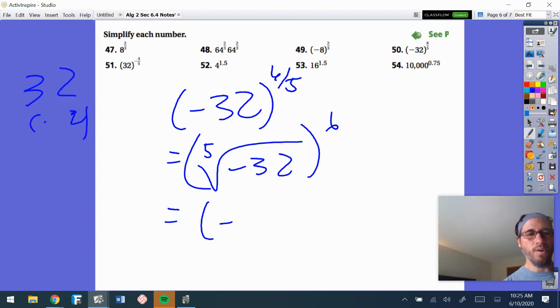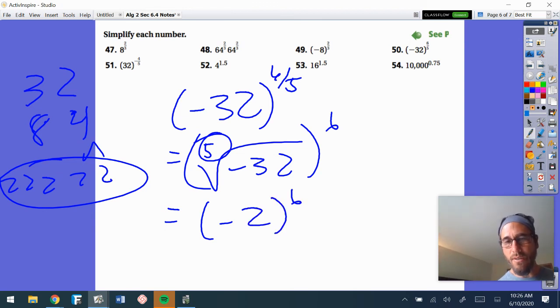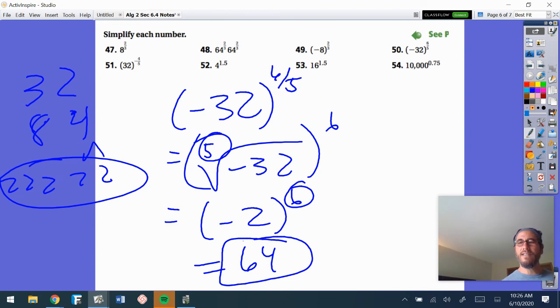8 times 4. 8 times 4, that's a 2 and a 2. 8 is 2, 2, and 2. Oh my gosh, I have five 2s. Well, that works out beautifully because I have five 2s and there's a 5 out there. That means a 2 comes out. And then I do negative 2 to the 6th power, which, believe it or not, is 64. Right? And you'd be able to use your calculator, I think, in that type of situation.